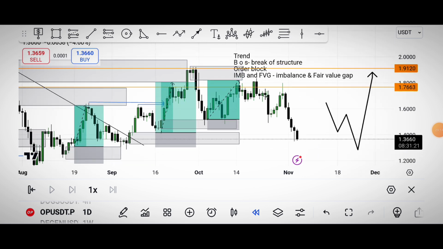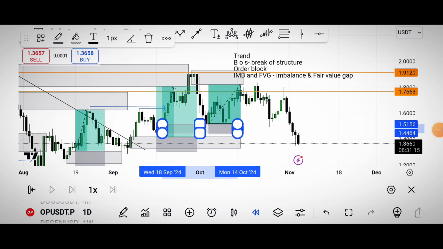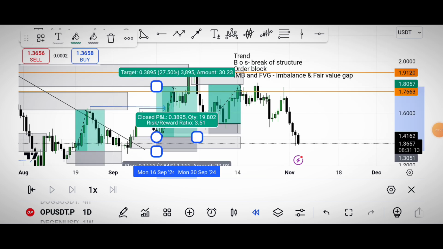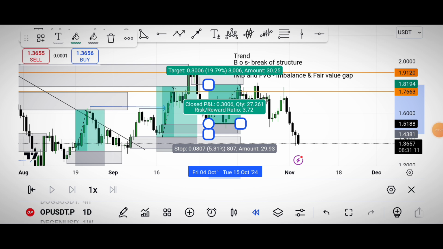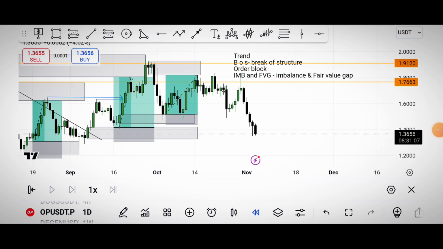And you can see on this trade and on this chart, you have just made 3 profits. And if you check the risk to reward ratio, this one is 3.51 risk to reward, this one is 3.72, this one is 2.47. That's a lot of profit.